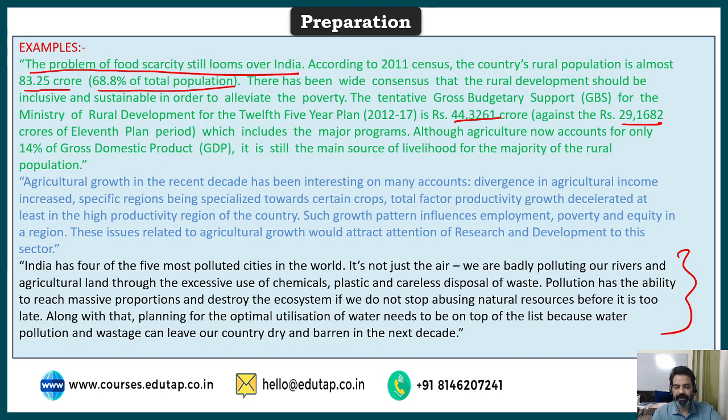Right, then fifth paragraph should be my schemes launched by the government, and the sixth paragraph should be my conclusion, if I'm writing a 400 word essay. Right, so this is the difference between writing a good essay and a bad essay, guys.